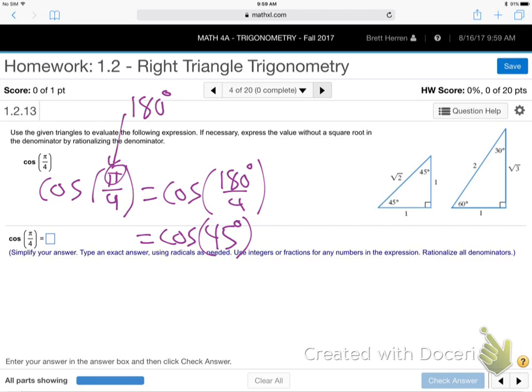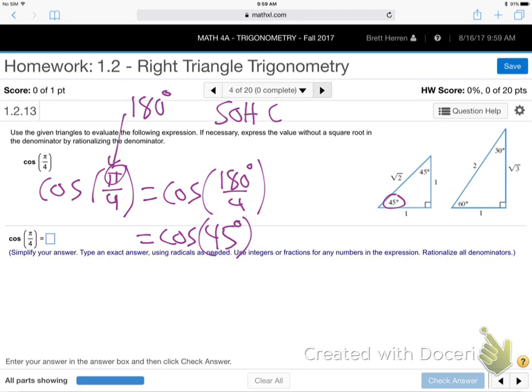Well, they're giving me two triangles, and I can choose either one. I choose the one I need, 45 degrees, so 45 is right here. You could use this one or that one, it doesn't really matter. It'll work the same either way. So 45 degrees, what's cosine?